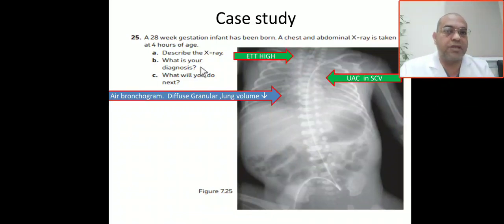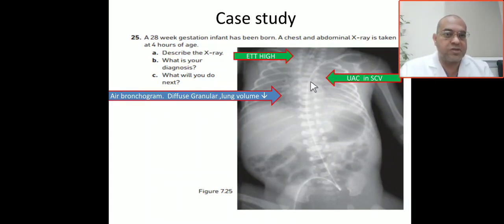First of all, you have to comment about the lines. If you go here, you will see this is the ETT. Actually it is very high, it's above the carina by 2 centimeters. So you need to adjust this ETT, the endotracheal tube. This is the first thing.